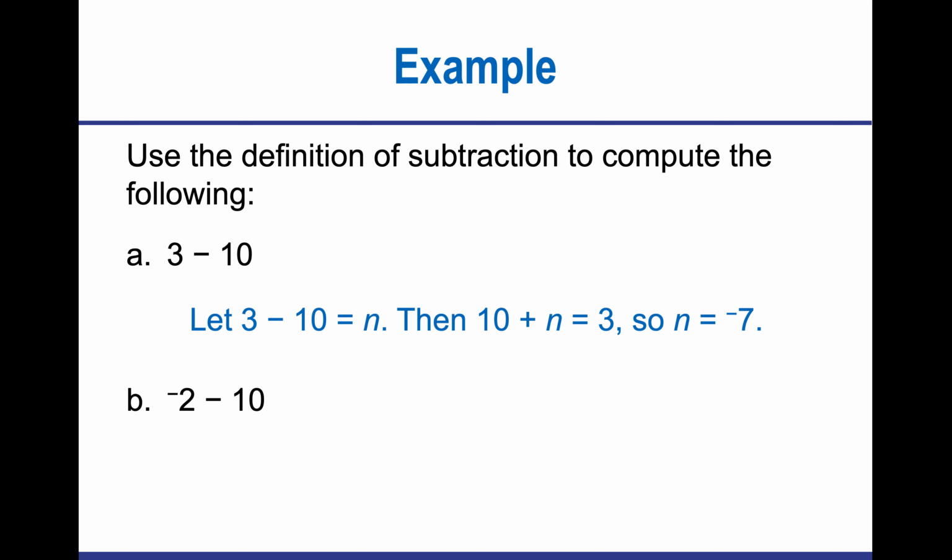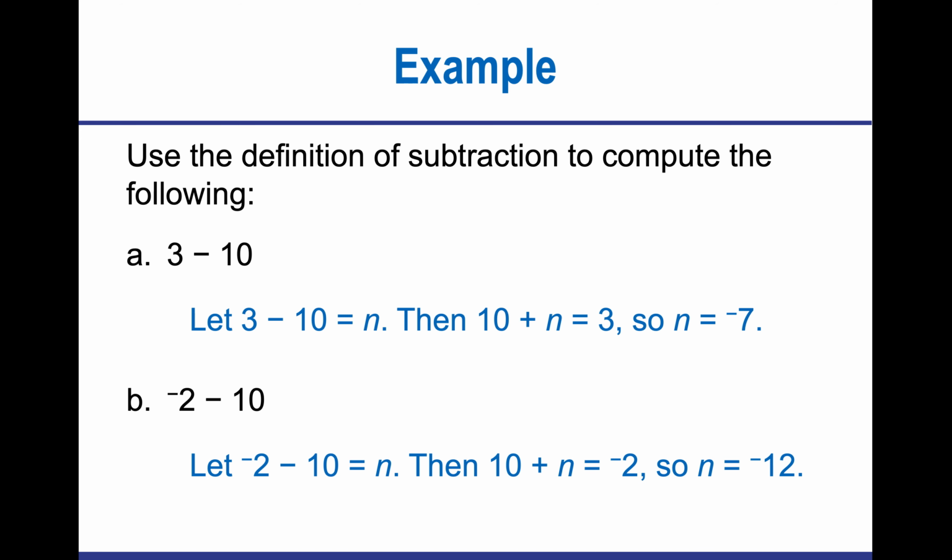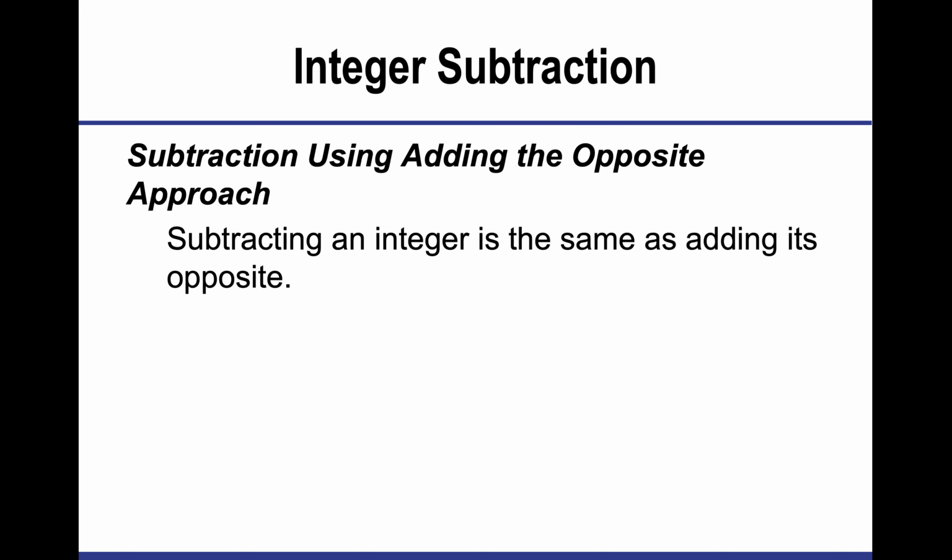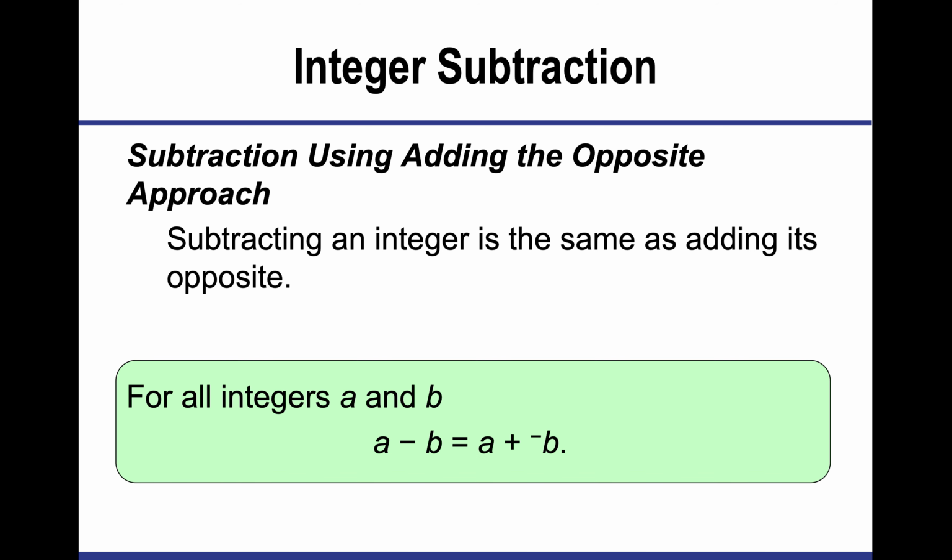Some students are going to find this more confusing, to think about subtraction as addition, and so those manipulative models are going to be stronger for that. Here I have -2, so 2 red dots, minus 10, 10 more red dots. I have a total of 12 red dots, so the answer is -12. So subtracting an integer is the same as adding the opposite value. So a minus b is the same as a plus -b.